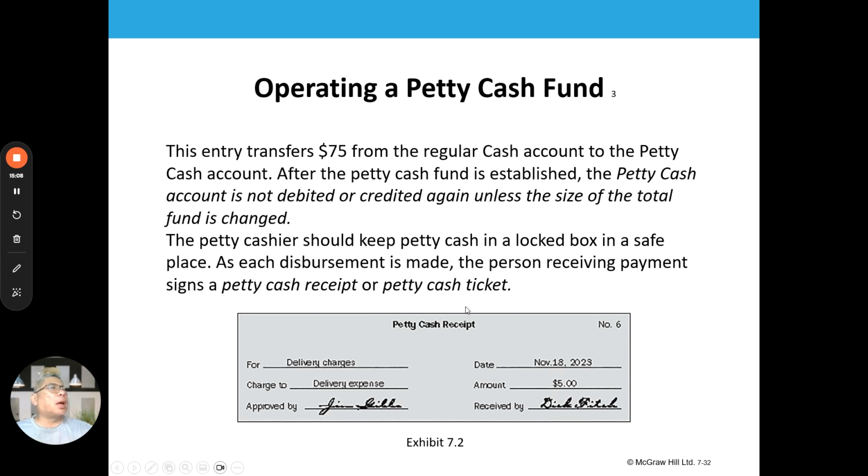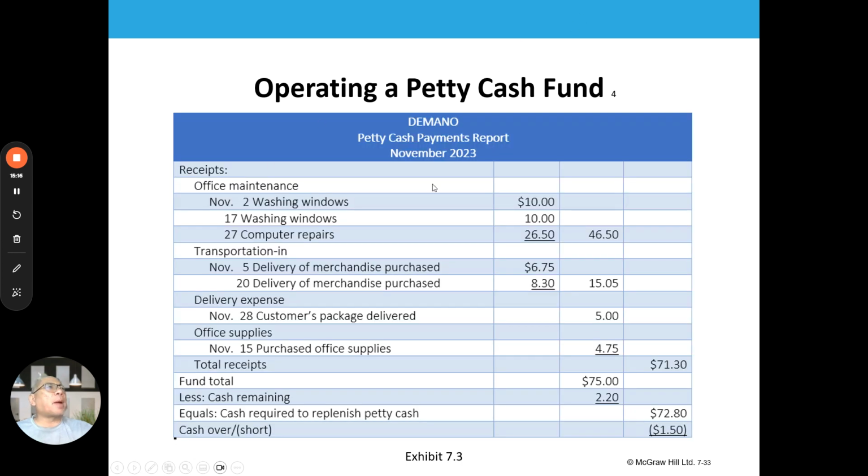This is an example of the petty cash receipt, for the delivery expense. In my example, the petty cash payment report shows receipts for office maintenance: November 2, washing windows 17, computer repairs, 26 total. Then we have transportation and delivery expense, total receipts 71.30. The fund total is 75, cash remaining 2.20, and we have to replenish 72.50, cash over $1.50. This is a typical operating cash statement.